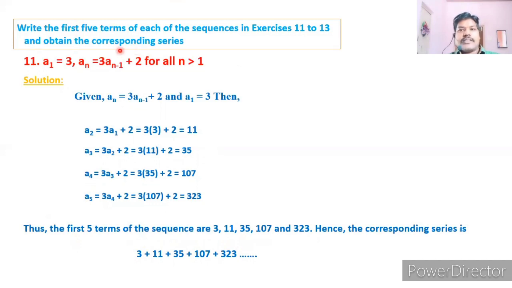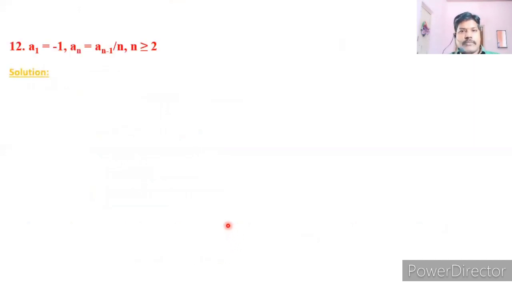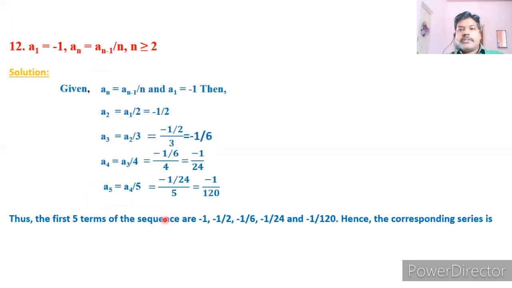In the 11th question also, after calculating the first 5 terms, at the end you have to write down the series also. The same for question number 12, you have already written that: the series is minus 1 plus minus 1 by 2 plus minus 1 by 6 plus minus 1 by 24 plus minus 1 by 120 plus and so on.